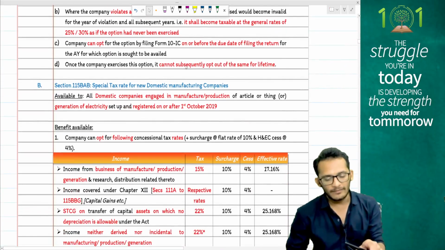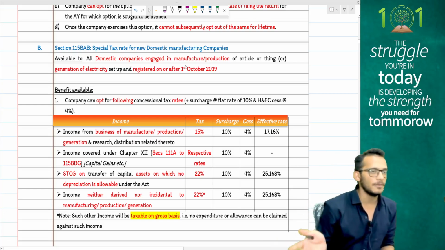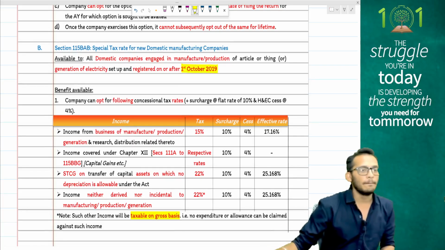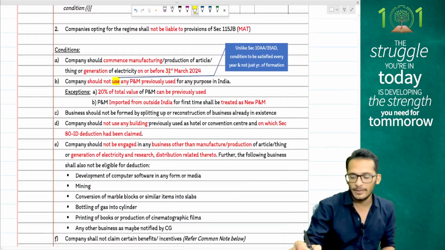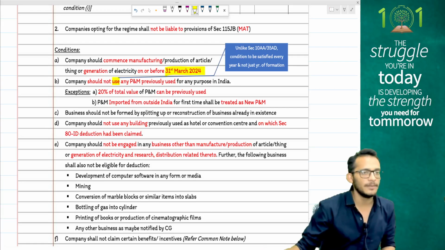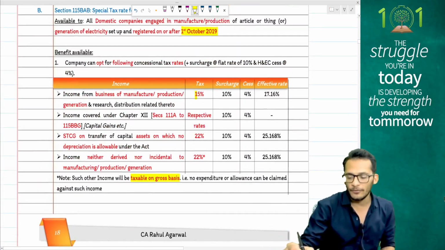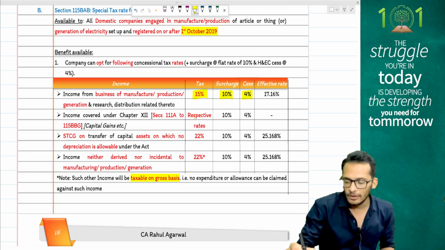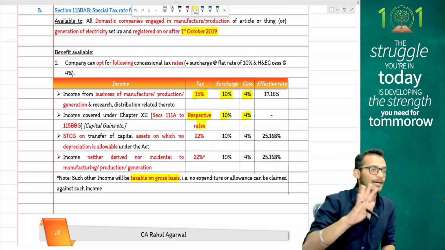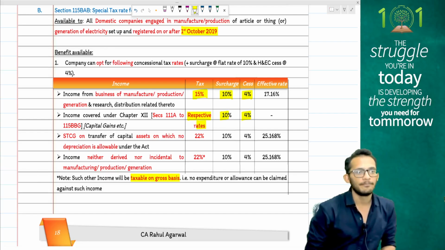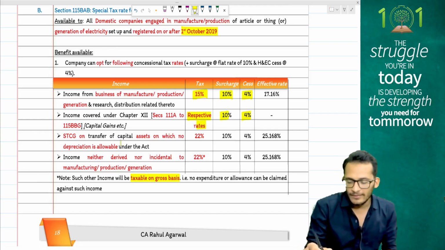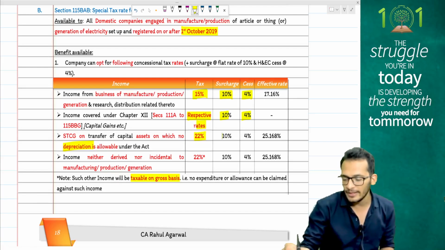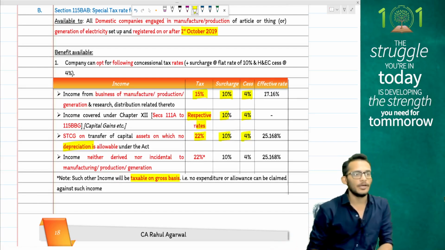If you are going to go 115BAB, then now the rates will change a little bit, people. A normal manufacturing entity incorporated after 1st April 2019, but before 31st March 2024, will be eligible for 115BAB at the rate of 15%, 10 and 4 in case you are having manufacturing operations, at the respective rates of special incomes if they are going to be taxed accordingly, but surcharge will mandatorily be only 10%. If you are going to have short-term capital gains on which no depreciation is allowable, then it is 22 plus 10 plus 4, which is 25.168.